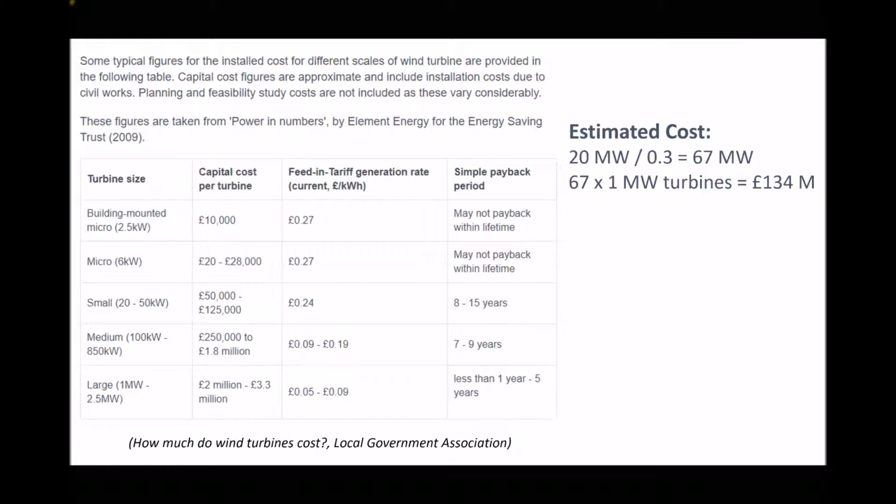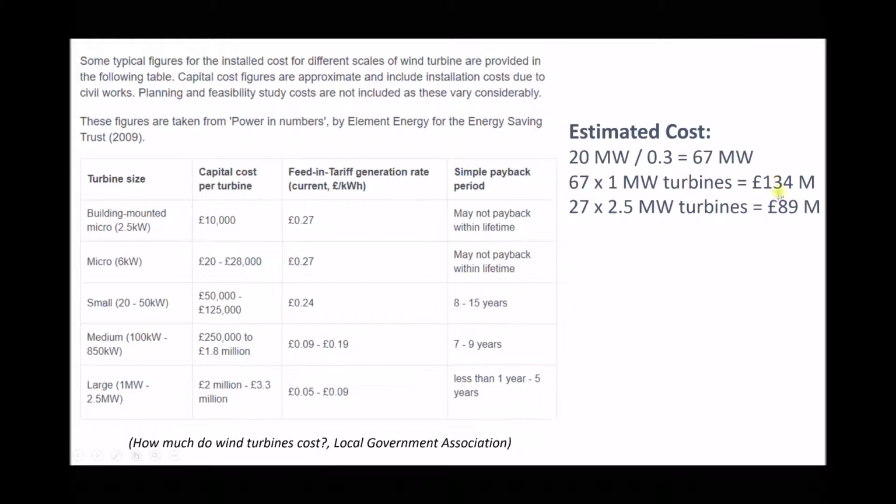So if we want to construct our wind farm using 2.5 megawatt wind turbines, then we're going to need 27 turbines. The reason being is 27 times 2.5 gives us our capacity. So now we need 27 of the larger wind turbines, and the larger wind turbines are 3.3 million each. 27 times 3.3 gives us 89 million.